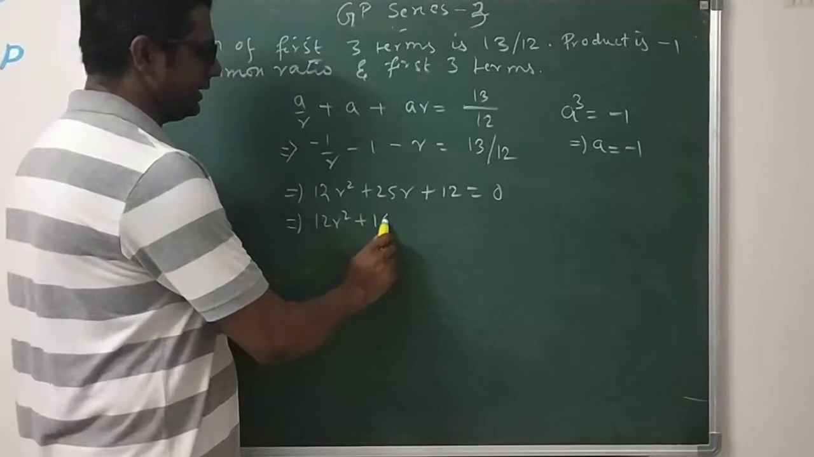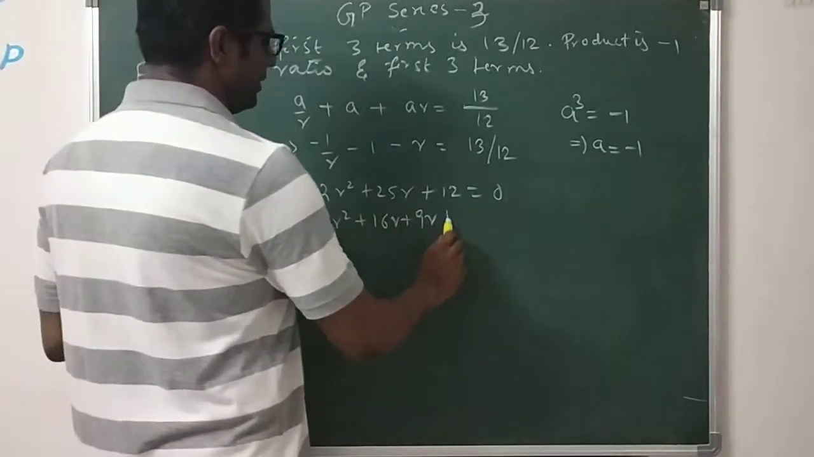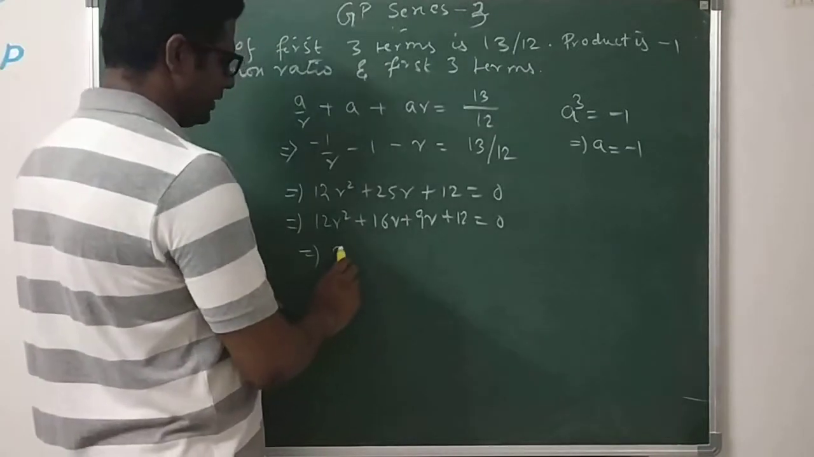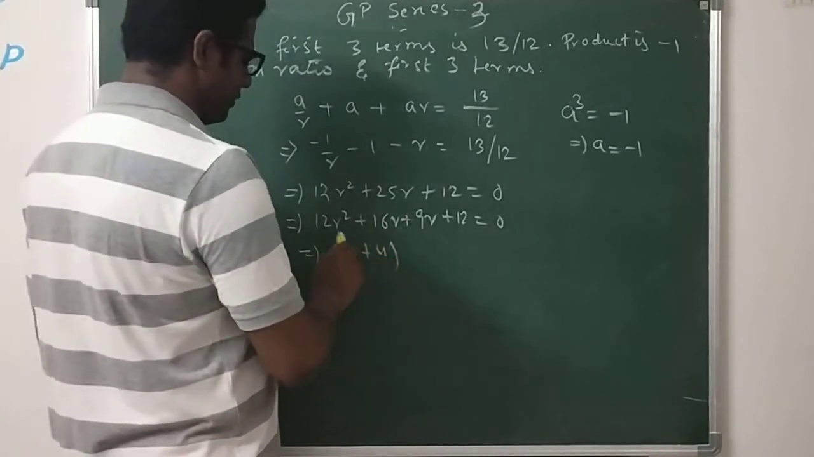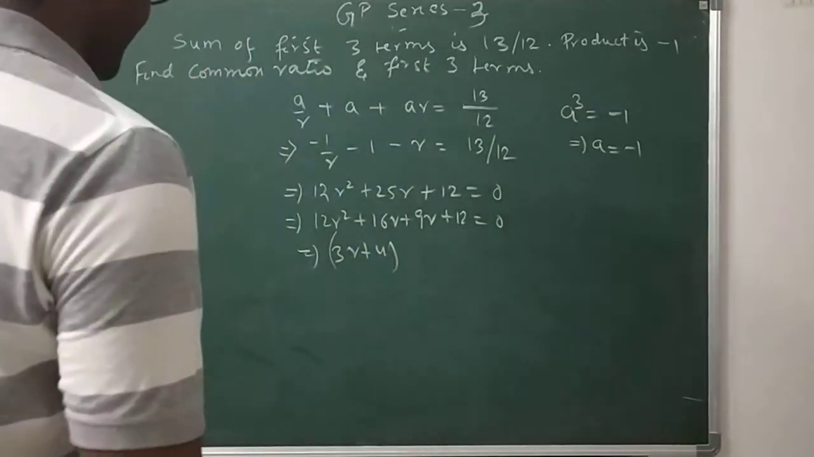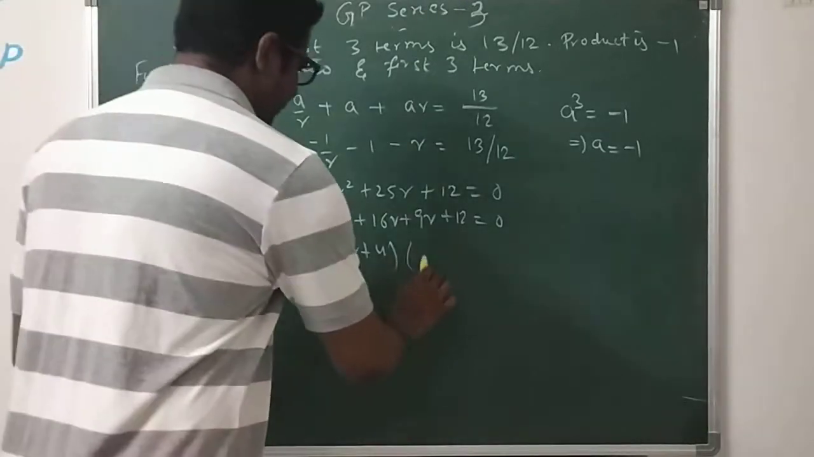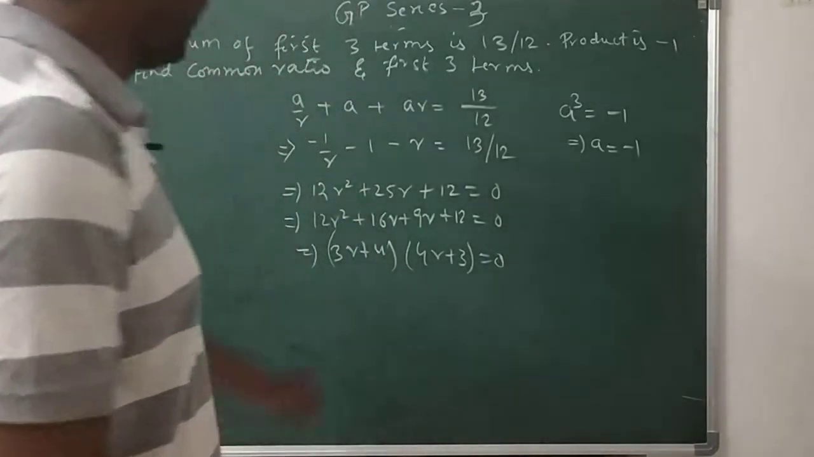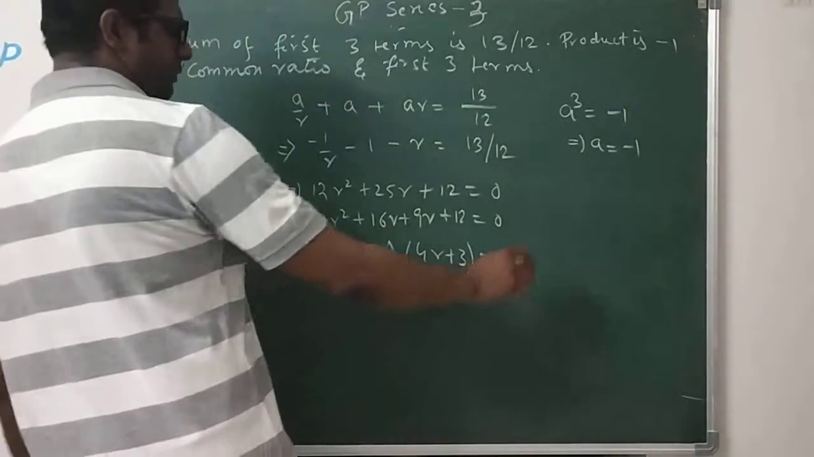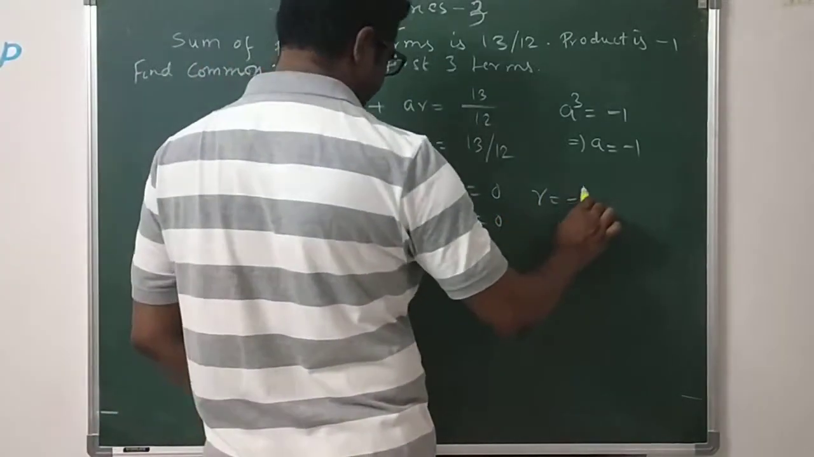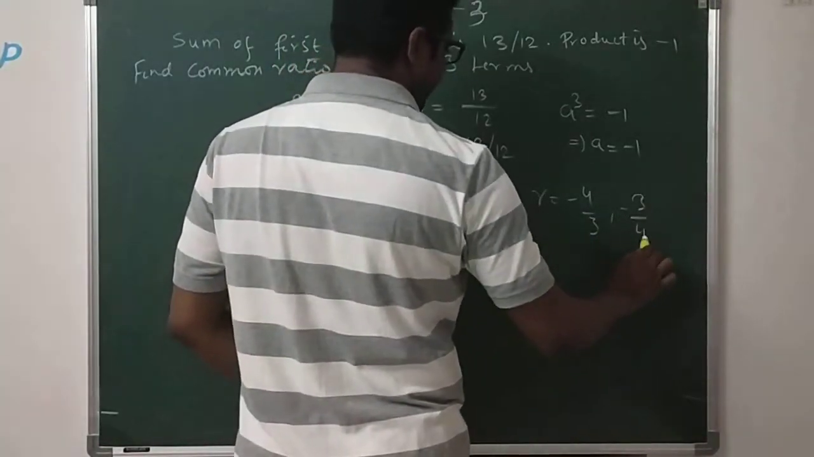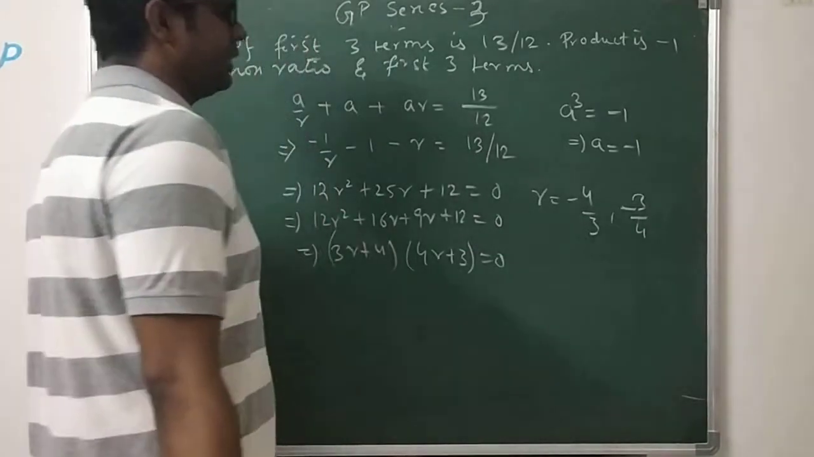12R square plus 16R plus 9R plus 12 is equal to 0. From here you will get (3R plus 4)(4R plus 3) is equal to 0. So we will get two values of R. One value of R will be -4 by 3, another will be -3 by 4. Right?